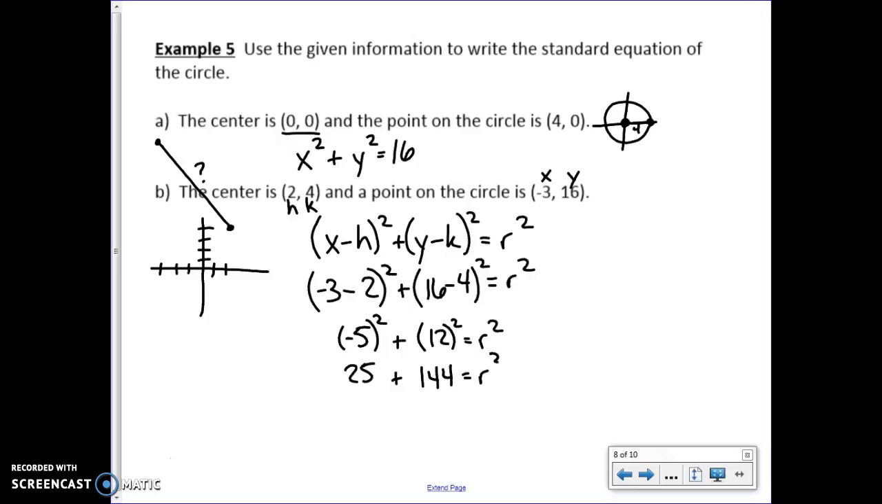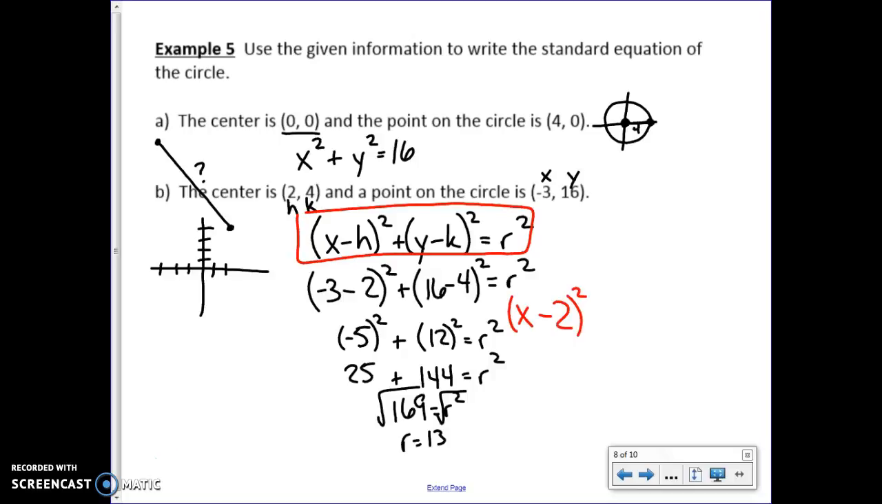So negative 5 squared is 25, 12 squared is 144. That equals the radius squared. So 169 equals the radius squared. Square root, that tells me the radius is 13. But that's not the equation. We need to now plug it back into here. So we go back to our center, x minus 2 squared plus y minus 4 squared is equal to our radius squared, so 13 squared, or 169.